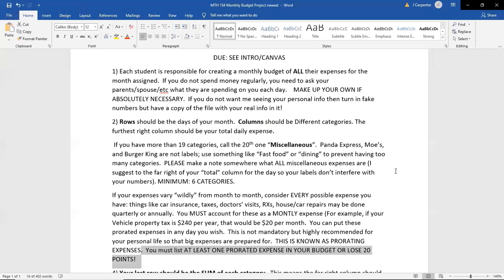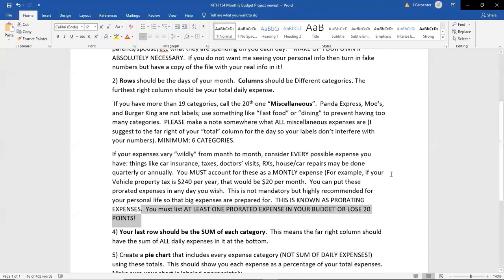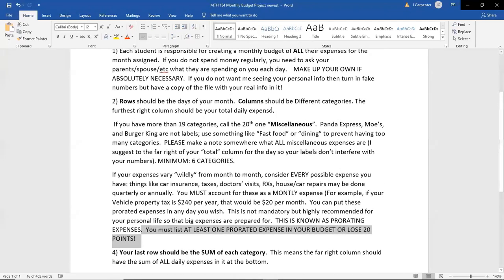You can completely lie to me about every single number. Again, that's not what I'm grading you on. All right, so I did mention earlier, I want to pop back up here with the rows and the columns. The rows should be the days of the month, and please make sure the month and the day are labeled.